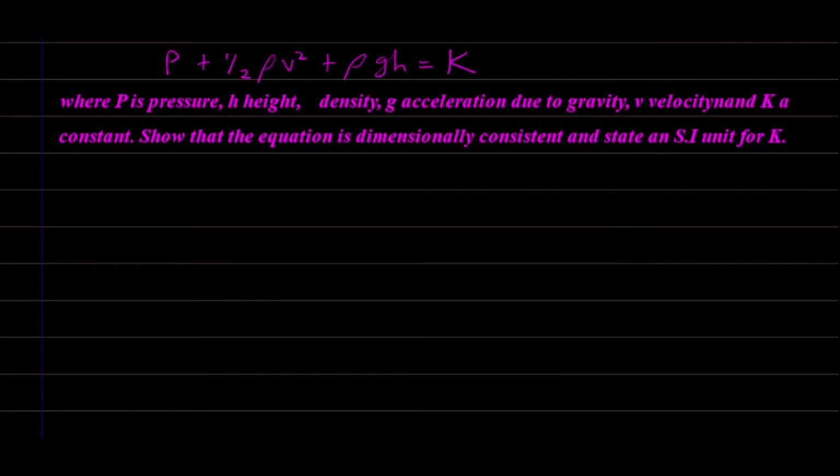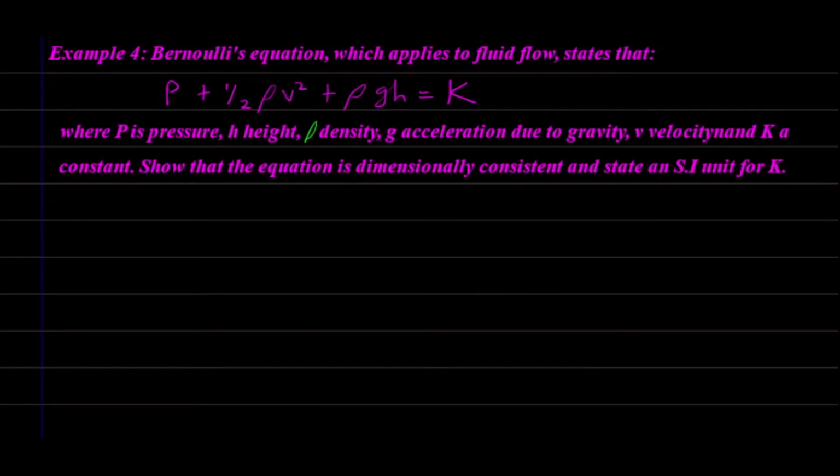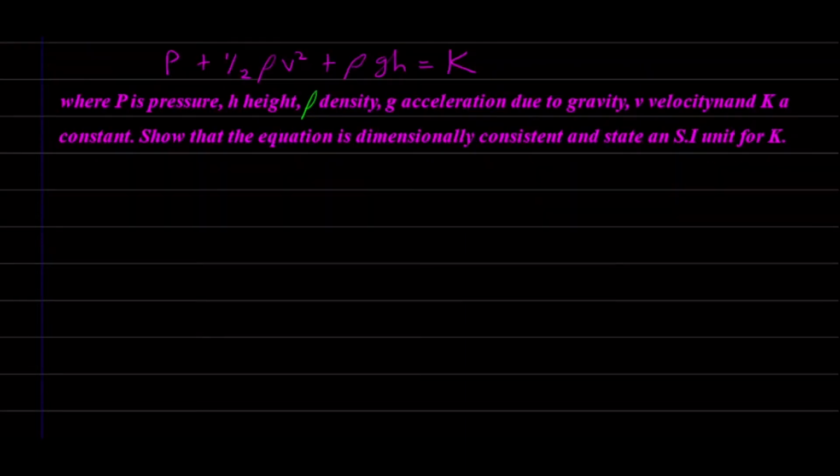As you can see on the screen, this example says that Bernoulli's equation, which applies to fluid, states that P plus half density V square plus density GH equals a constant, where P is pressure, H is height, rho is density, G is acceleration due to gravity, V is velocity, and K is a constant. Show that the equation is dimensionally consistent and state an SI unit for K.